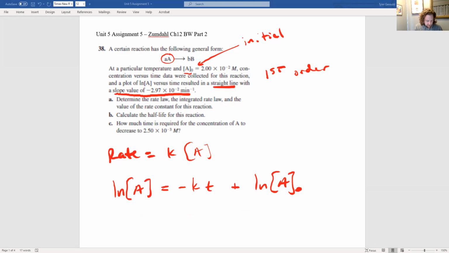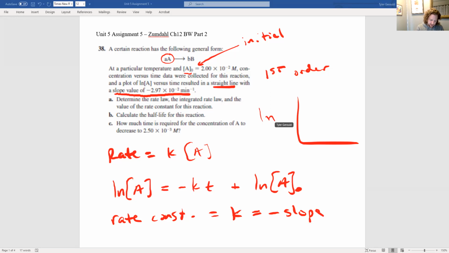And then the rate constant for this reaction. The rate constant is k, which is equal to the negative of the slope value. Because when we graph the natural log of A over time, it's a negative slope, and the opposite of that slope is going to be our k value.